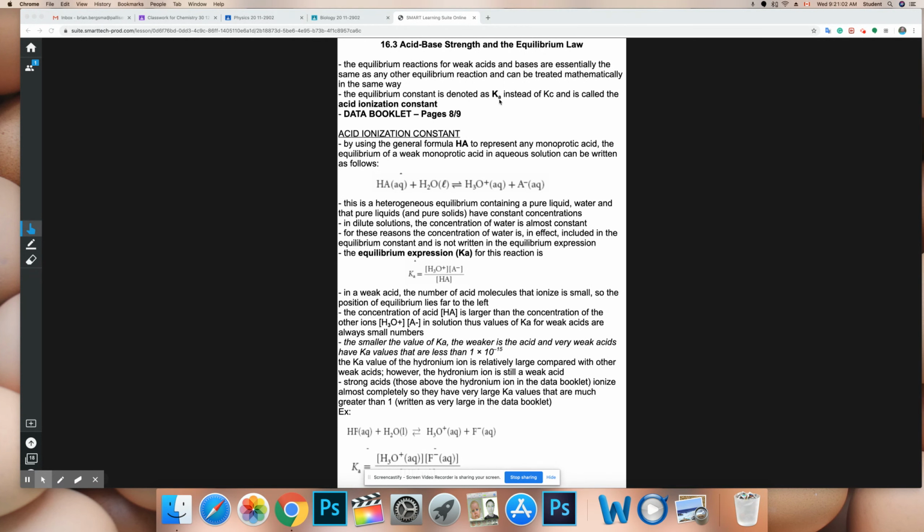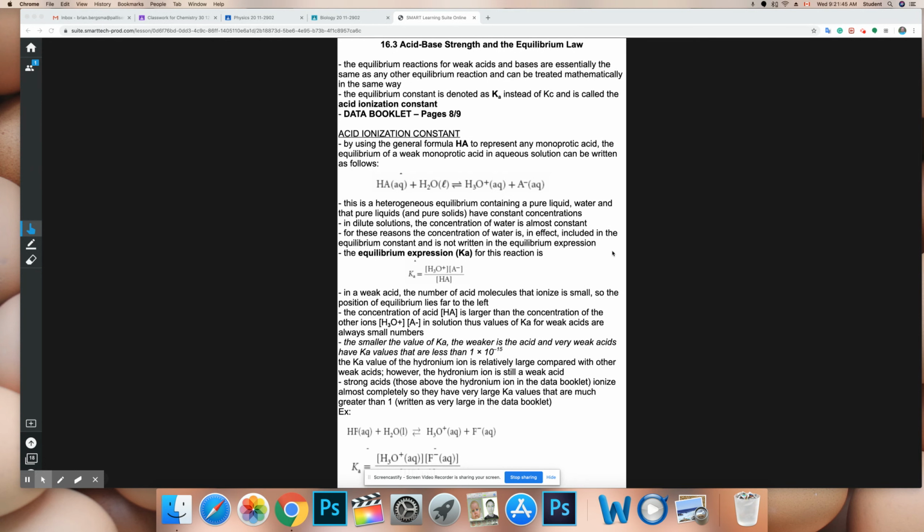By using the general formula HA to represent any monoprotic weak acid, the equilibrium can be written like this: our weak acid plus water will produce hydronium plus the conjugate base of that weak acid. This is a heterogeneous equilibrium containing a pure liquid, which is water. We have to remember that pure liquids or pure solids have constant concentrations, so we don't include them because their concentrations can't change.